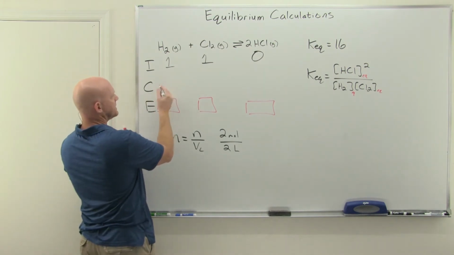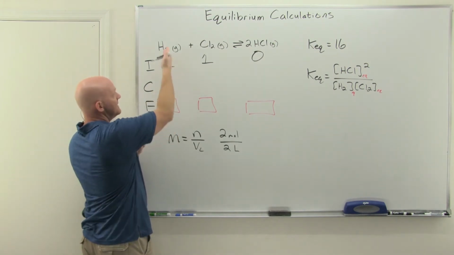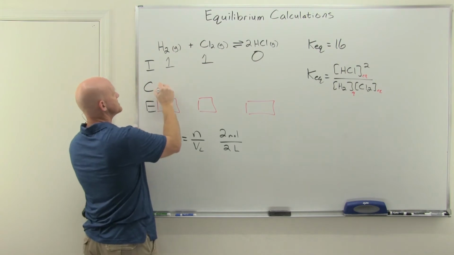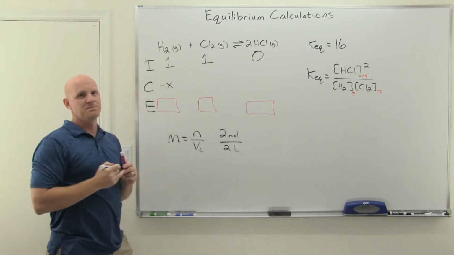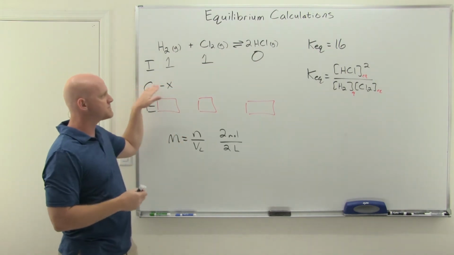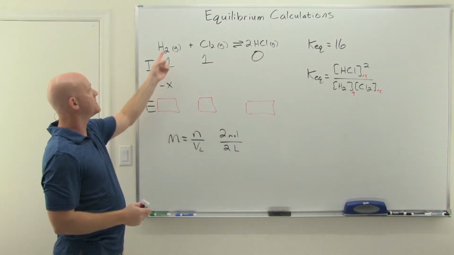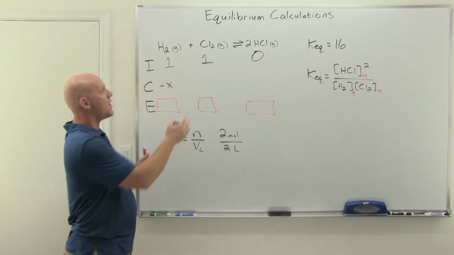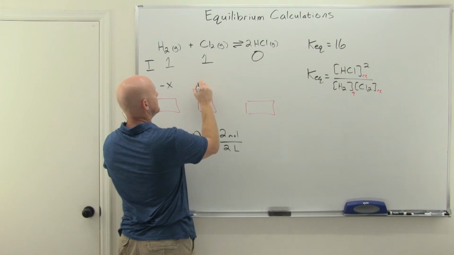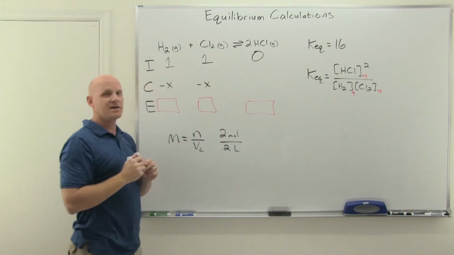And so here, instead of putting like minus 0.5 or minus 0.1, if I knew how much reacted, I'm just going to put minus x. And so typically your changes are going to be expressed in terms of x. Now, because of this 1:1 ratio, we're also going to lose an equal amount of Cl2, and so we're going to put minus x there as well.